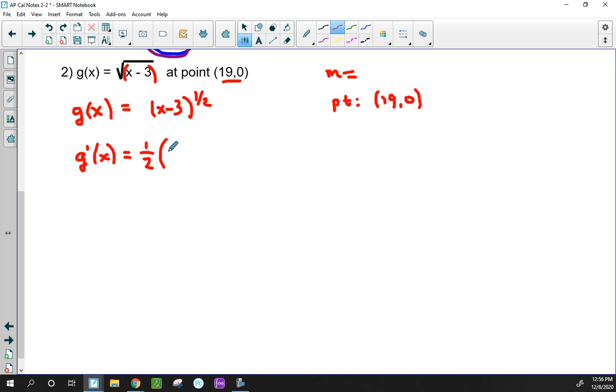You're going to drop down your quantity and make sure that you have this in parentheses, because otherwise, if you put this power here, it's going to look like it's only on 3 instead of on the entire binomial. So it's really important that you use parentheses. And then you're subtracting 1 from your original power, so 1/2 minus 1. 1/2 minus 2/2 is -1/2.